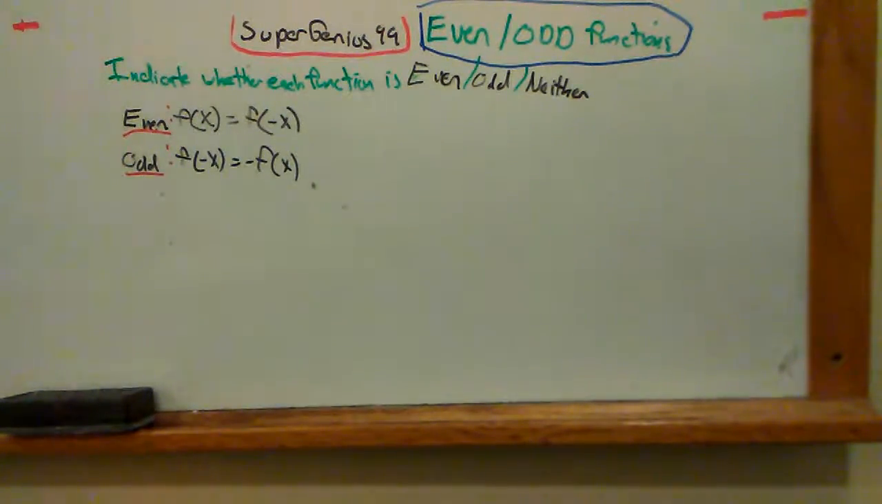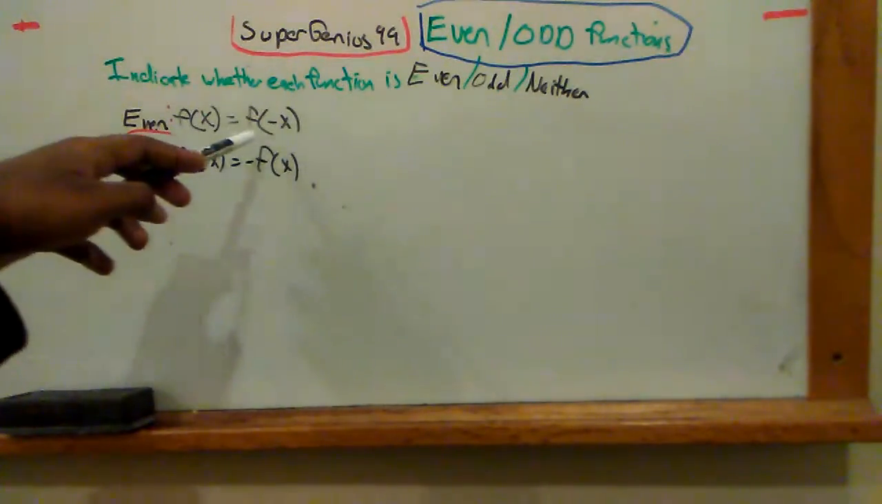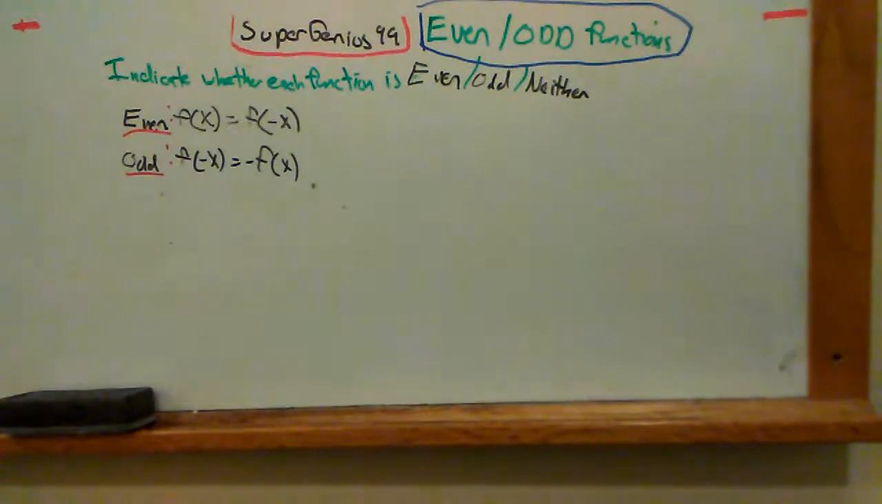Okay, so here are your rules. A function is even if f of x equals f of negative x, and a function is odd if f of negative x equals negative f of x. So what does that mean?